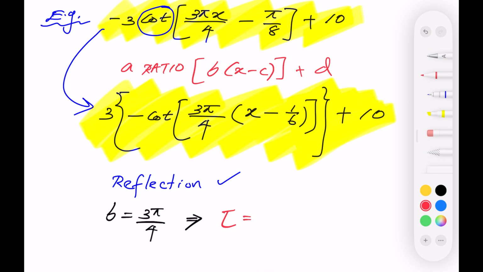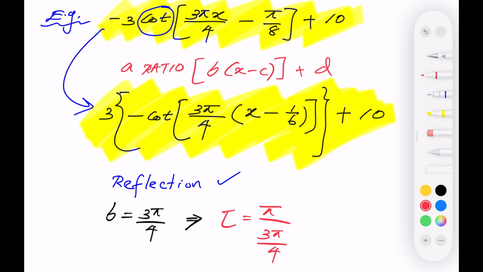Tau is equal to pi over b for the tangent and cotangent functions. Please don't use 2 pi over b. 2 pi over b is only for sine functions and cosine functions. For the tangent and cotangent functions, the period is equal to pi over b. b in this case is equal to 3 pi over 4.